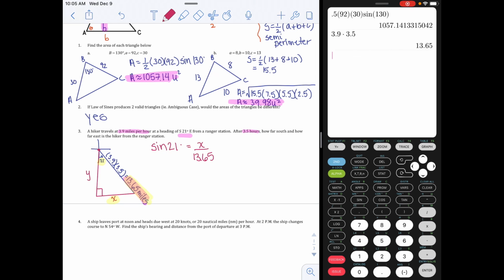Cross multiply here, so X equals 13.65 times sine of 21 degrees. 13.65 times sine of 21, I got X to be about 4.89 miles. And that's the east direction. So I got half of my answer. Make sure you put a box, something around it to show that is your final answer, okay?